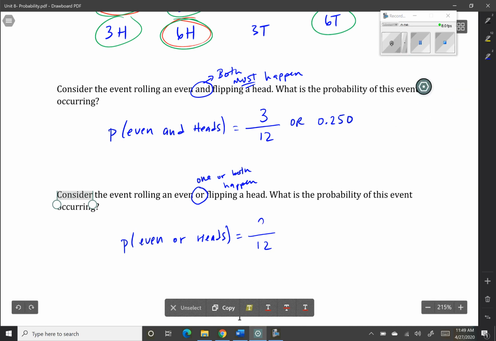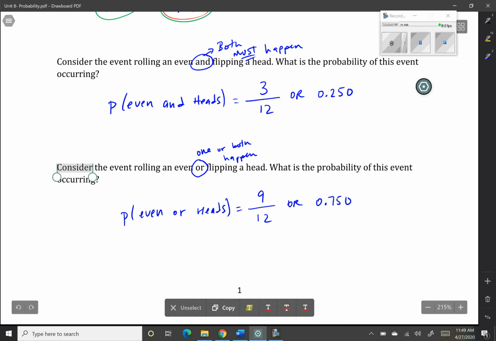So we have 9 out of 12, or 0.750. So a 75% chance of that happening. So just by switching that one word, I've increased my chances 3 times, right? Which is pretty crazy.